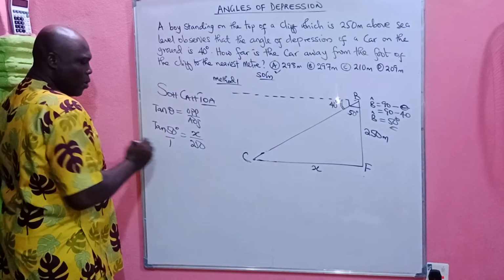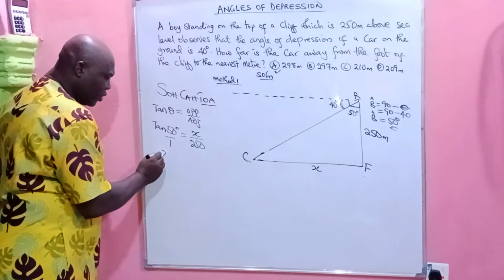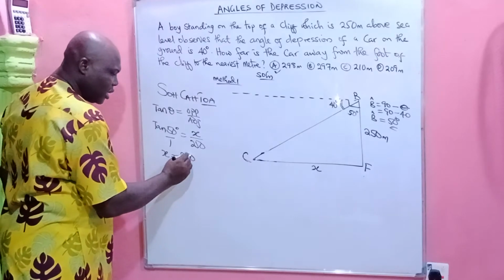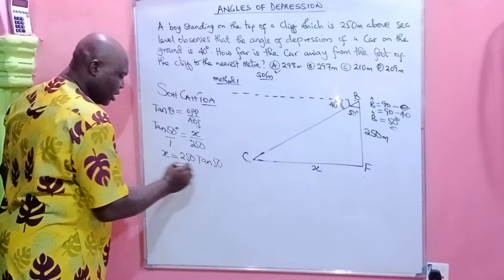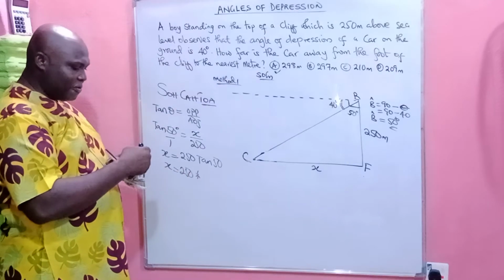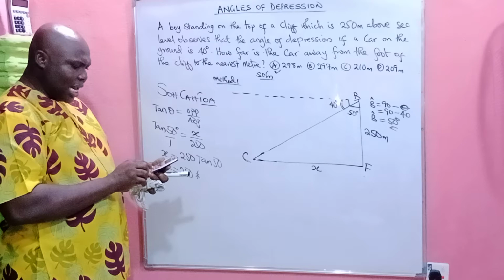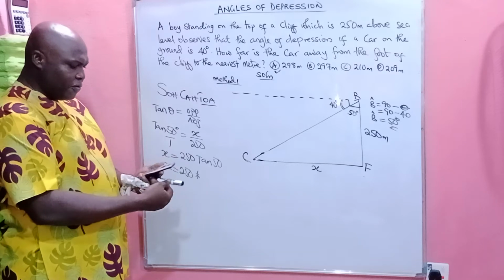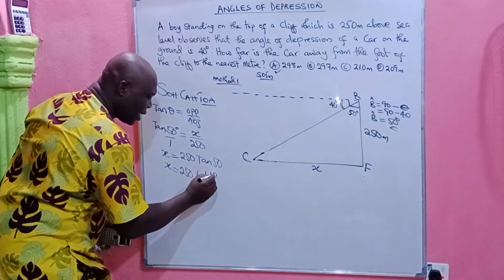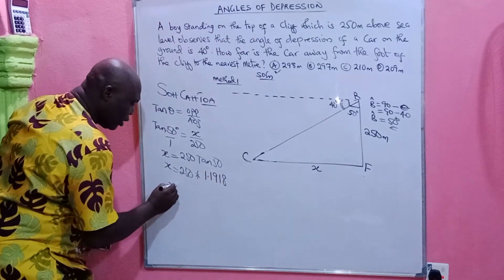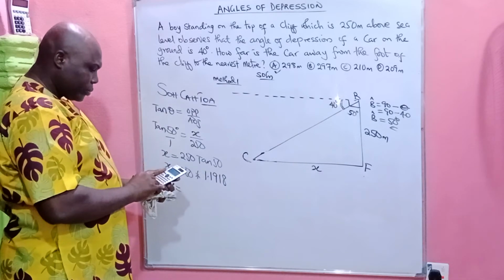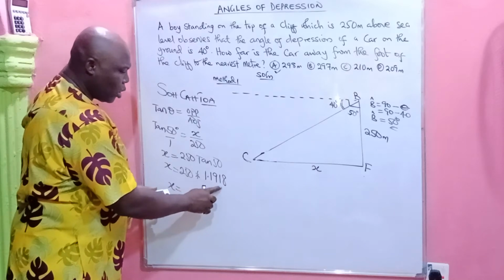So we can make this over 1. x times 1 will give us x is equal to 250 times tan 50. So our x will be equal to 250 multiplied by tan 50 degrees. All right, so let's check that out. The tan of 50 degrees will give us 1.1918. And so we are going to multiply 250 by 1.1918.